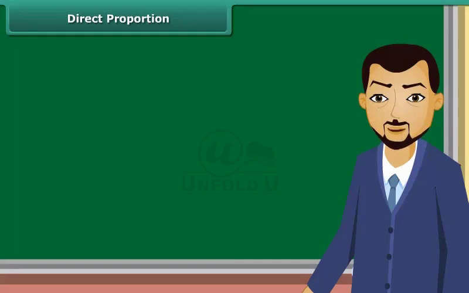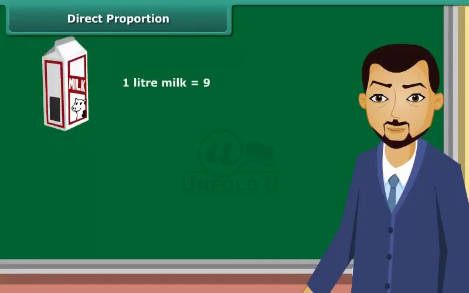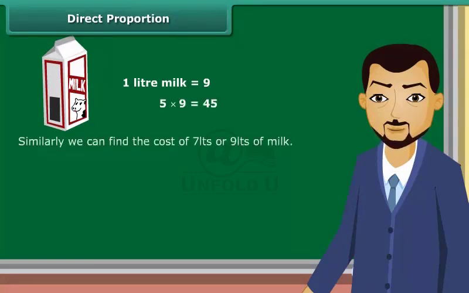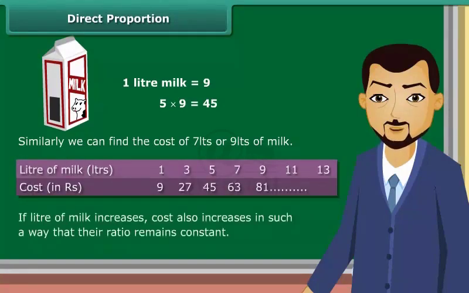Direct proportion. If the cost of 1 liter of milk is 9 rupees, then what would be the cost of 5 liters of milk? It is 45 rupees. Similarly, we can find the cost of 7 liters or 9 liters of milk. If the liters of milk increase, the cost also increases in such a way that their ratio remains constant.